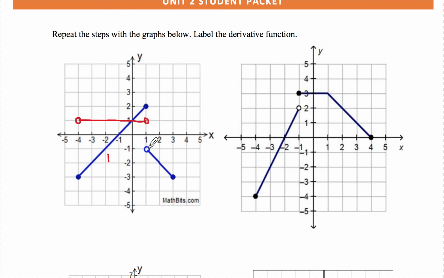We have a break, so we can't take a derivative at that break there. We can't find a single tangent line that'll fit. We'll get into more of that later. And then a slope down here of -1 for that interval. So our derivative graph has a y value of -1.